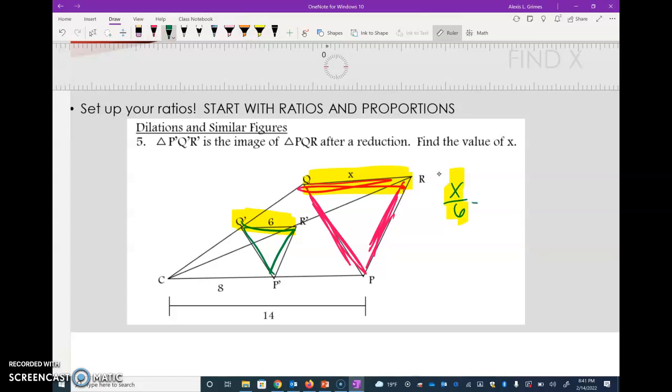equals, now let's use our ratios. So we're going from the big shape to the small shape, right? That's how we wrote the first fraction, so that's how we have to write the second fraction. So P is all the way over here, and P prime's here. So P is 14 away from the center, and P prime is 8 away from the center. If you're not seeing where those came from, we're talking this. There you go. And then you guys should know how to cross multiply. If you are still struggling with cross multiplying, make sure you ask me in class for help.